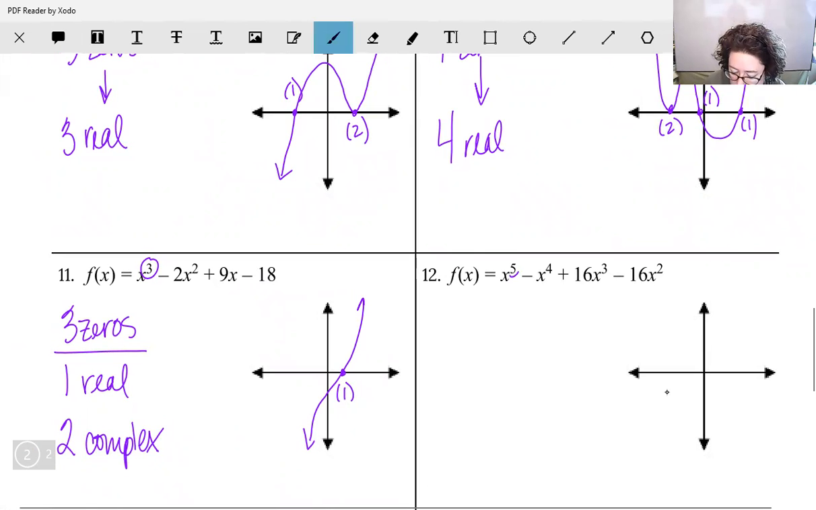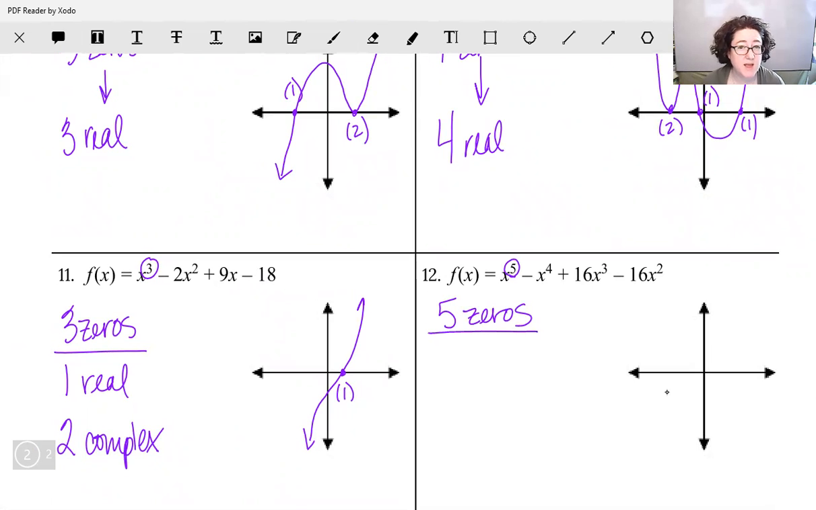So looking at x to the 5th, again, we expect 5 zeros. So if we have any complex, what's the maximum number of complex zeros we could have? Yeah, we could have 2 or we could have 4, but they have to occur in pairs. Let's see what happens on the graph.